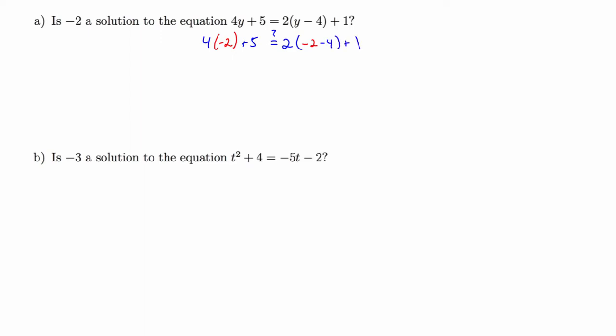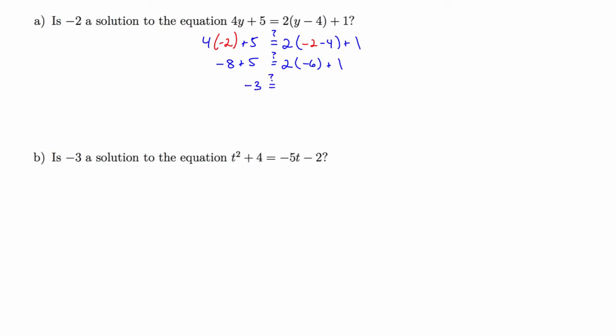We will now simplify each side of the equation using standard order of operations. 4 times -2 is -8. So on the left side, we now have -8 + 5. Is that equal to? On the right side, we must do what's in parentheses first. -2 - 4 is -6. So we have 2 times -6 + 1. Going back to the left side, -8 + 5 is -3.